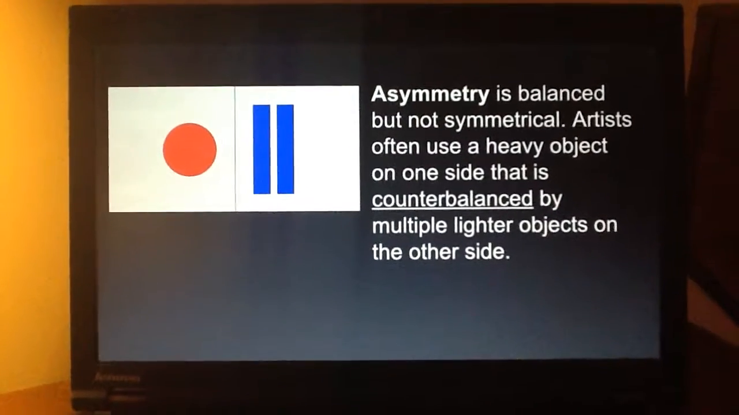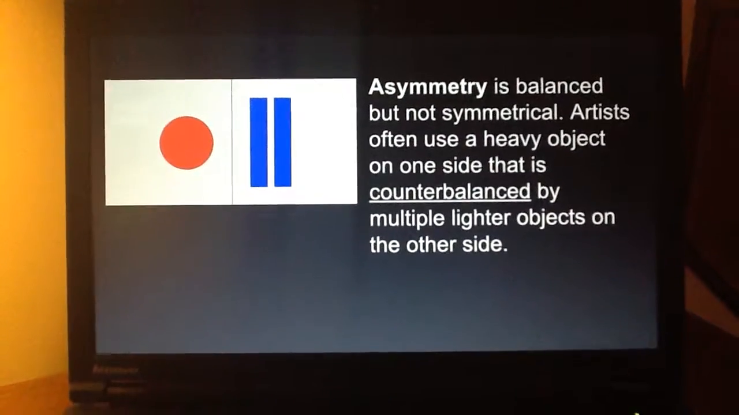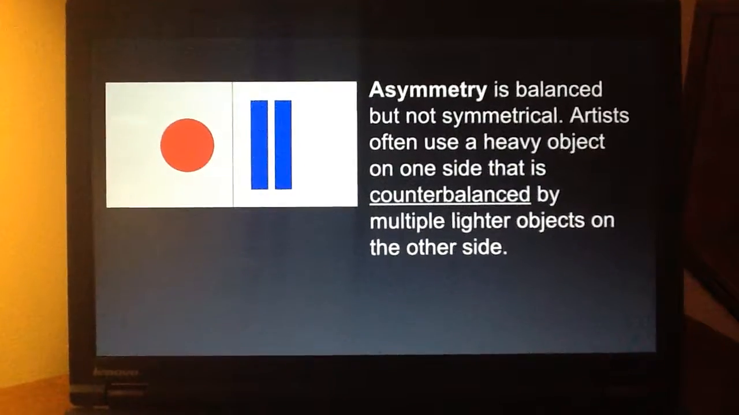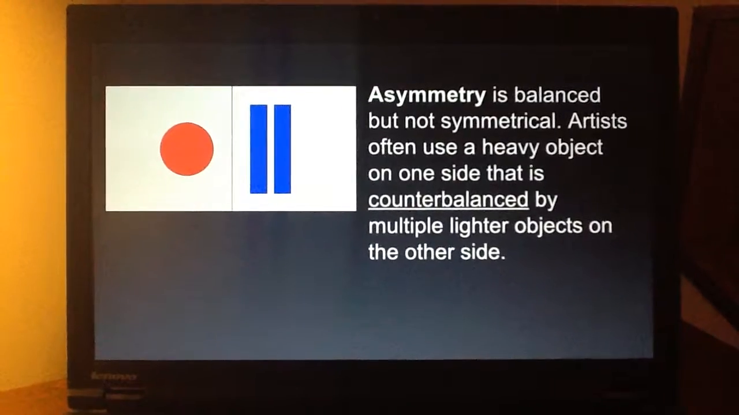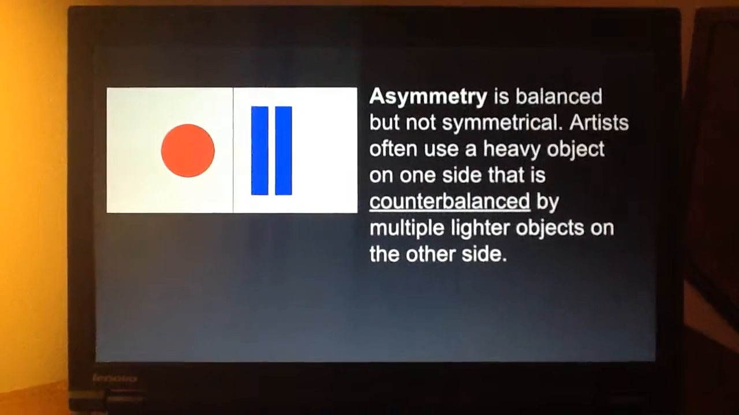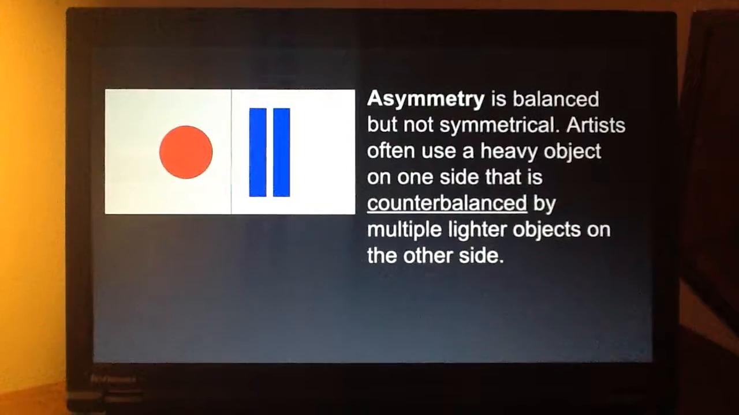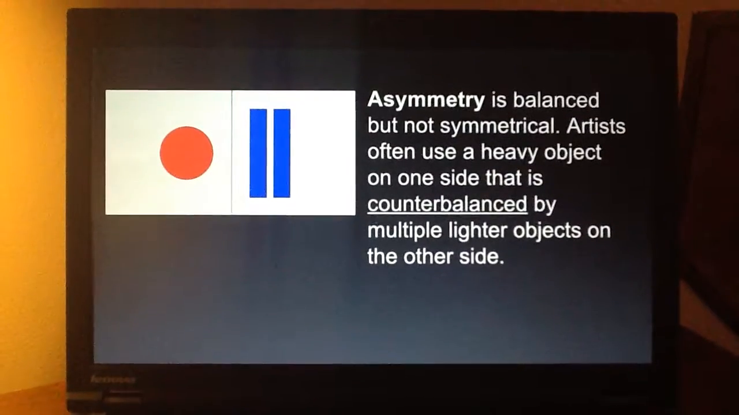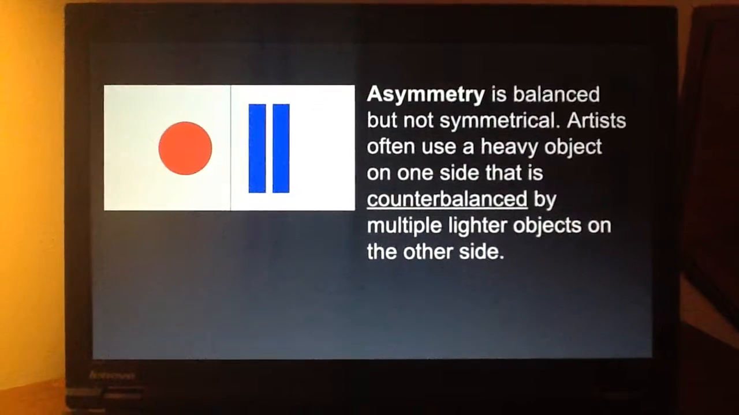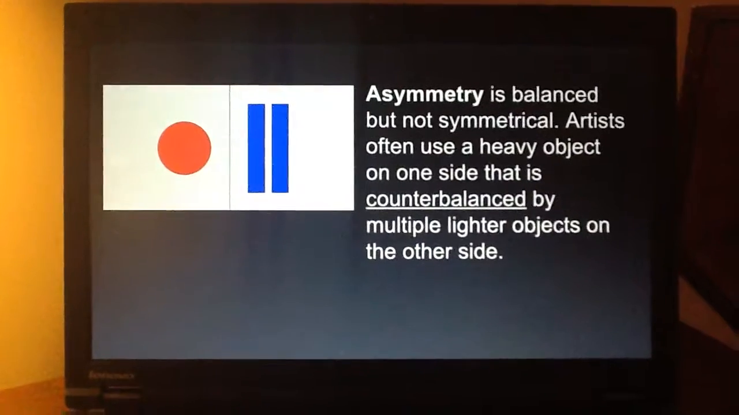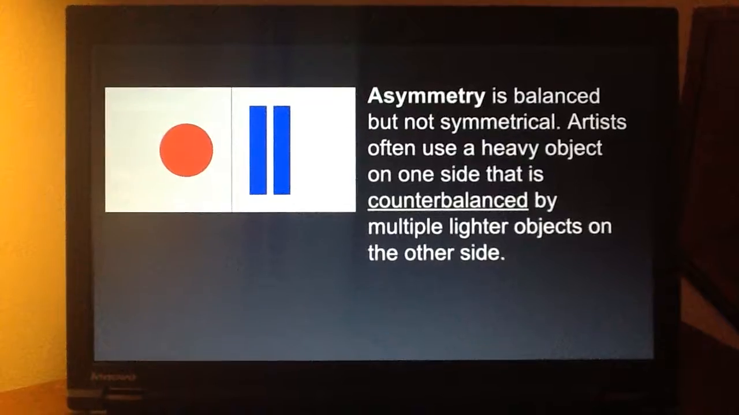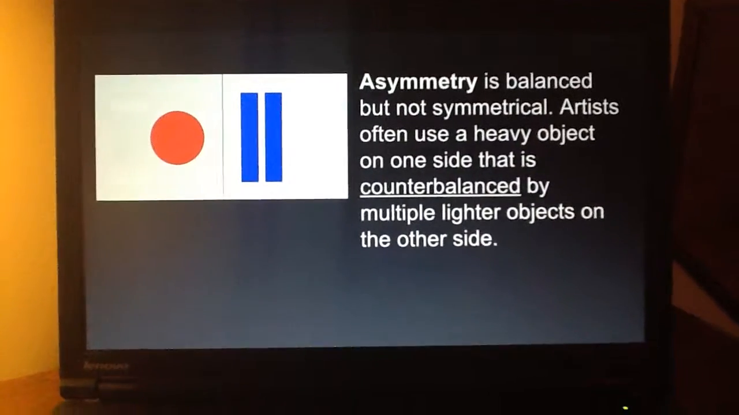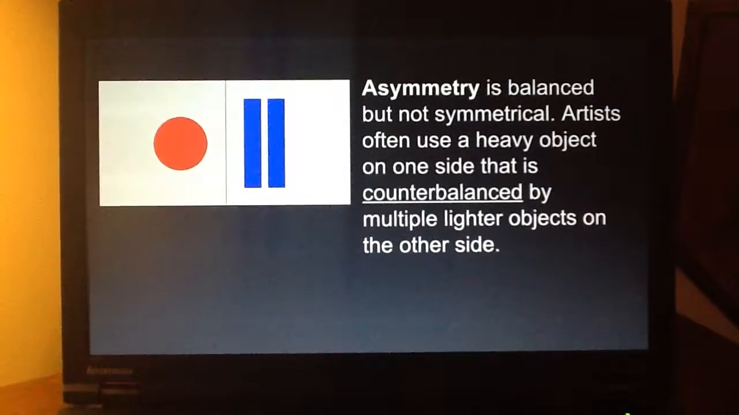Asymmetry, which is probably new to you, is balanced, but it's not symmetrical. The way that an artist normally creates asymmetry is to have one large dominant object on one side that is then counterbalanced by multiple lighter objects on the other side. So as you can see, it takes two blue rectangles to balance out one larger red square. Asymmetry is the most common balance used by artists.